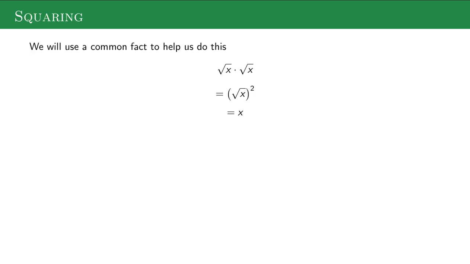All right, so what we're going to use is the fact that if you multiply a square root by itself, well, if you multiply anything by itself, that's the same thing as squaring it. And we know square roots and squares cancel out, and I'll just get x. So I'm going to use this fact that I can multiply a square root by itself to kind of get rid of the square root.